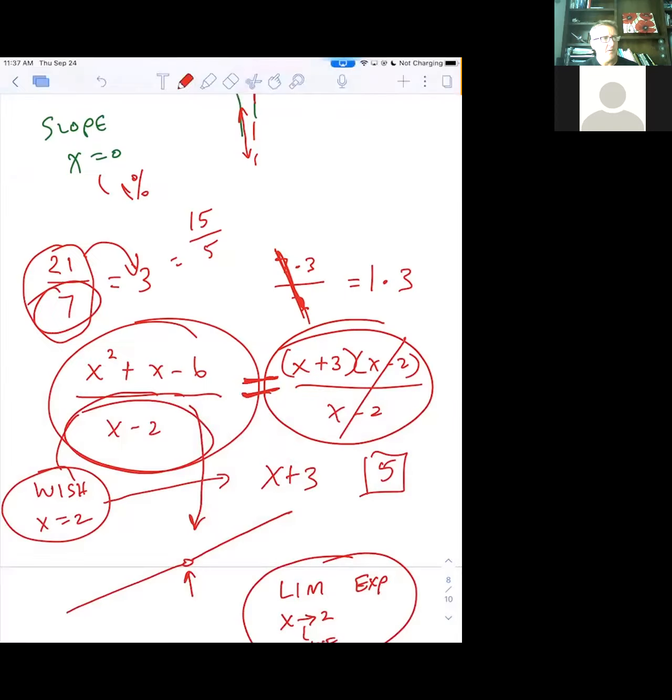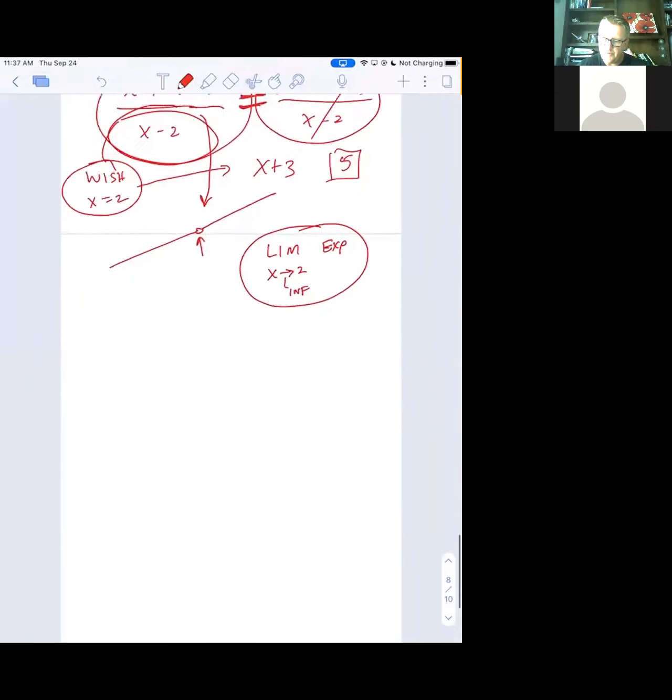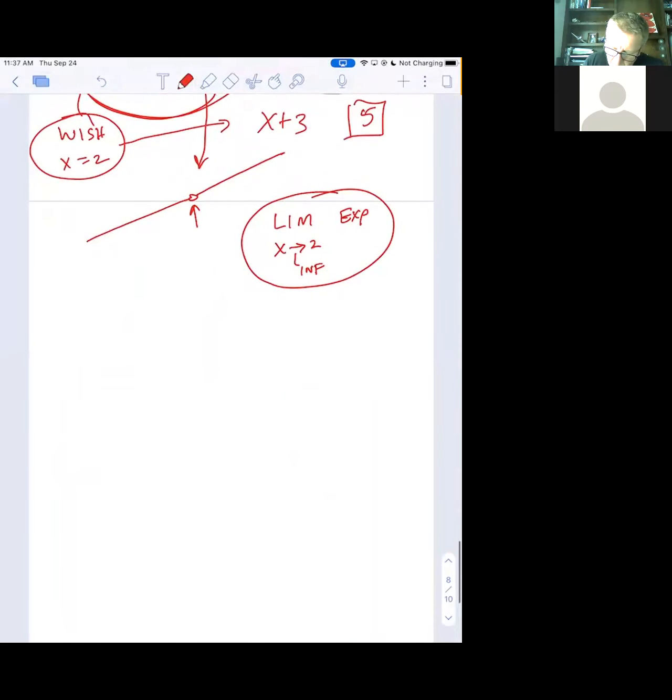Let me just say one more thing. What are your thoughts on this? 0.9 repeating. Is that equal to 1 or less than 1? What's your gut thought? You might change your mind later, but what's your gut reaction to that?